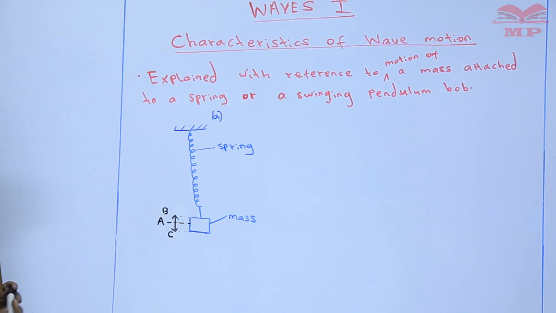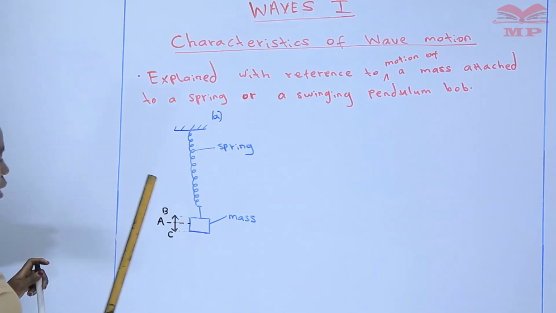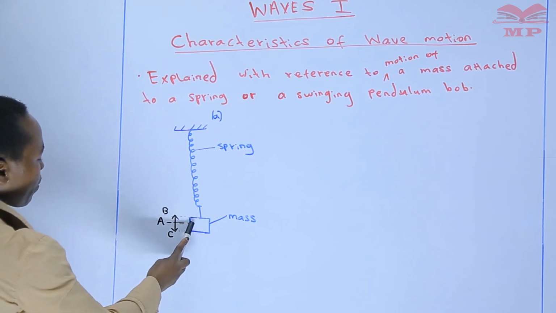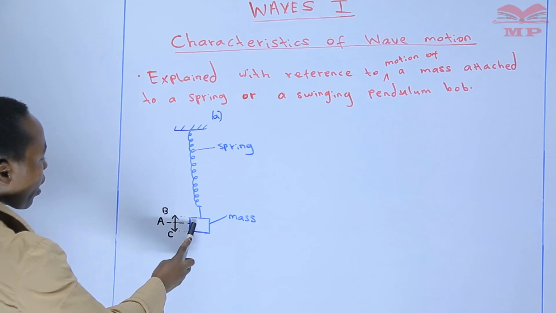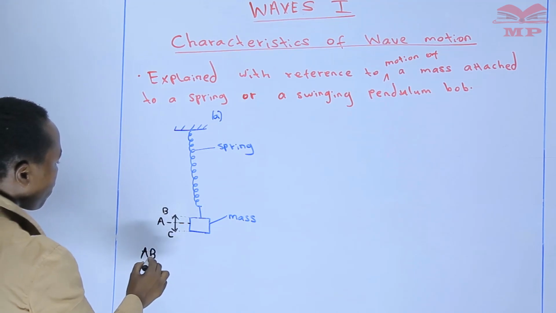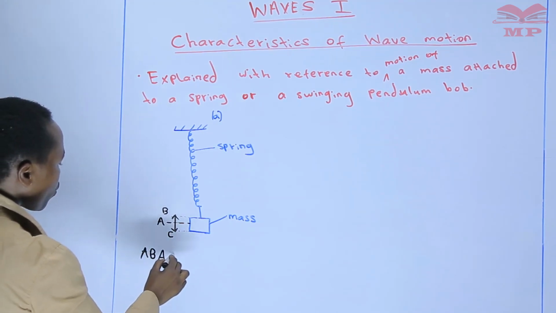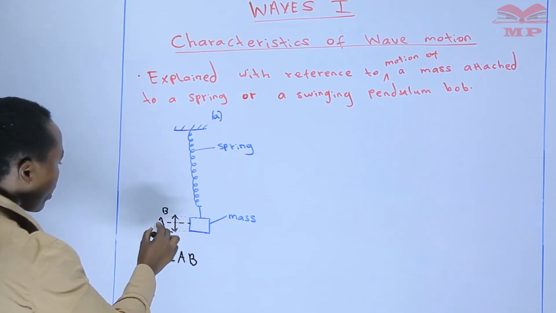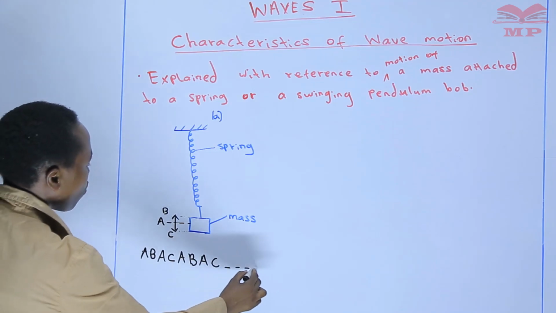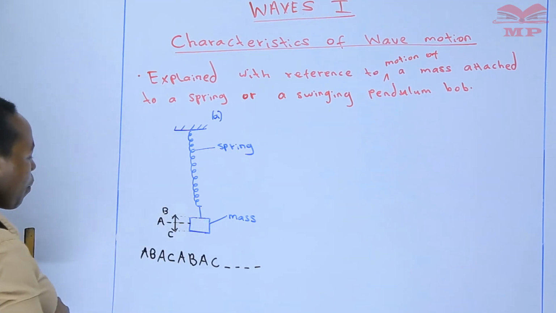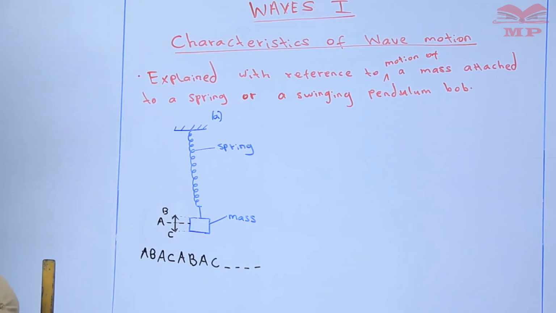So how will the mass be moving? The mass will have an oscillatory motion described as follows. It is going to move from A, then it moves to B, then back to A, then moves to C, then it moves to A, then it moves again to B, then to A, to C, and the motion will continue. So that is what we are going to have for our motion. But now we want to know, when do we say a complete oscillation is attained?